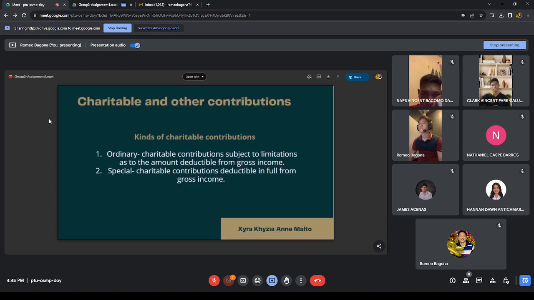So next is charitable and other contributions. What is a charitable contribution? A donation or gift made to or for the benefit of an approved organization is referred to as a charitable contribution. It is given voluntarily and without any expectation of receiving something of equal value. So there are two kinds of charitable contributions. First is ordinary and second is special. Ordinary, these are charitable contributions subject to limitation as to the amount deductible from gross income. Special, these are charitable contributions deductible in full from gross income.